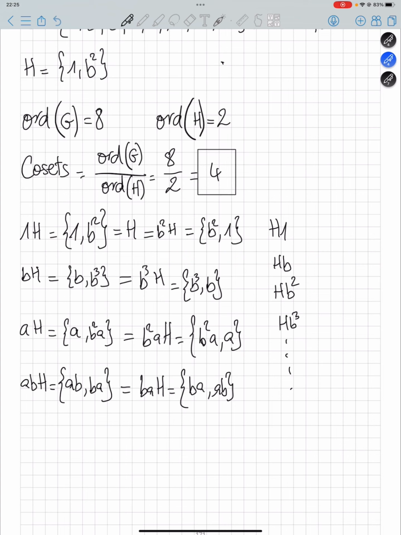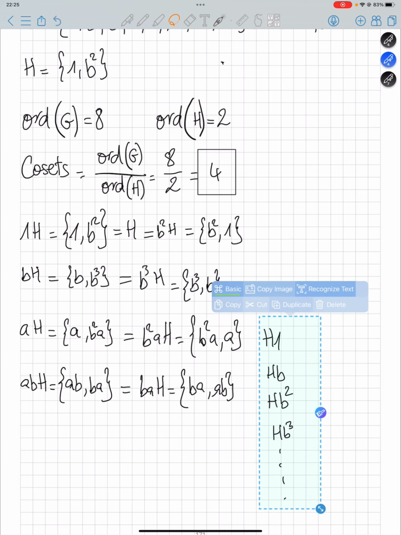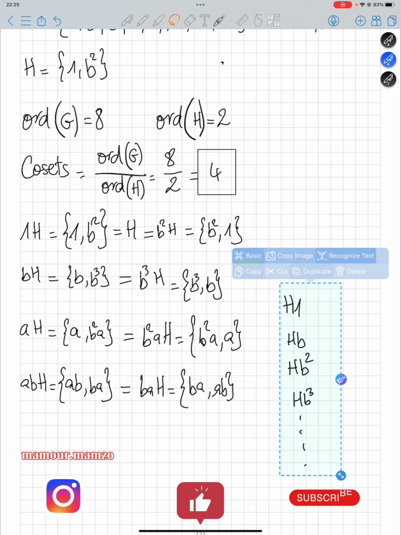Now we do the same for the right coset, and then we're going to realize that left coset is equal to right coset in this case.